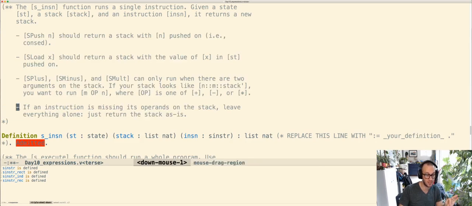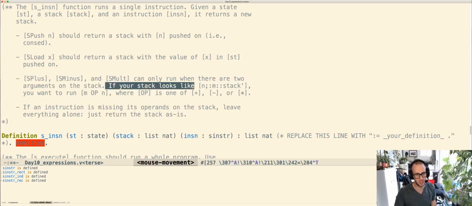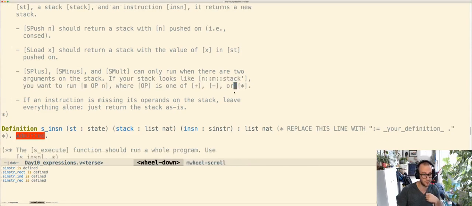The one thing I want to emphasize, because this is definitely a convention, it's a choice that we're making. If you're not sure, right, if your instruction is missing operands, like you get a plus, but the stack has what we call underflowed, your stack is empty or it has only 1 element on it, don't do anything. Just return the stack as it is. That's going to be our convention for what to do with these operators. And so here we have some suggestions about how to implement that in Coq.